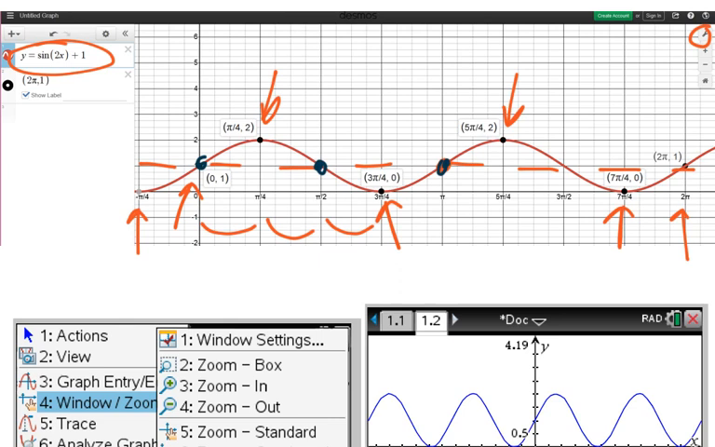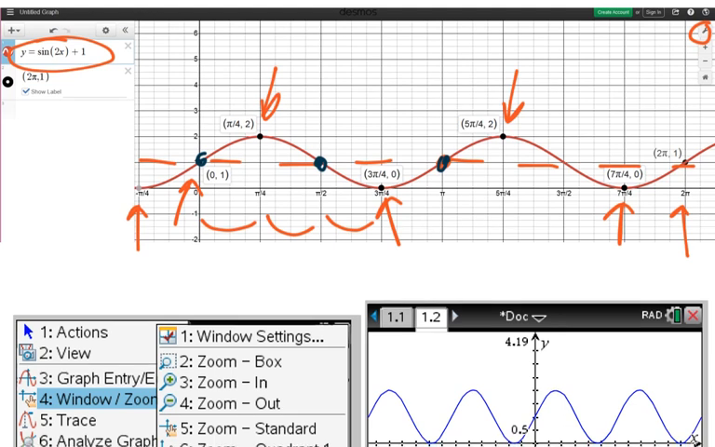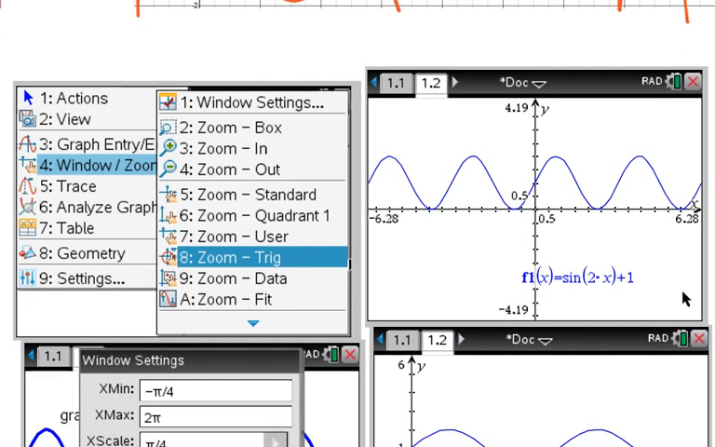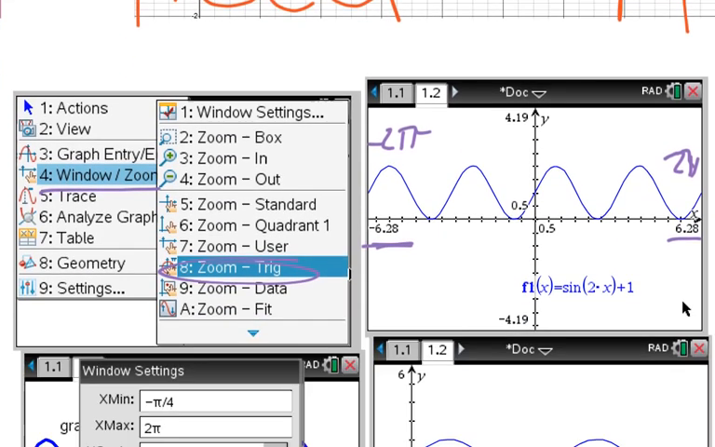Now, if you didn't want to use Desmos and instead wanted to use a graphing calculator, you go to Graph. You can go to Window Zoom and hit Zoom Trig. Notice negative 6.28, that's like negative 2 pi. It's like positive 2 pi. Okay, but that doesn't look quite the same as that one, does it?